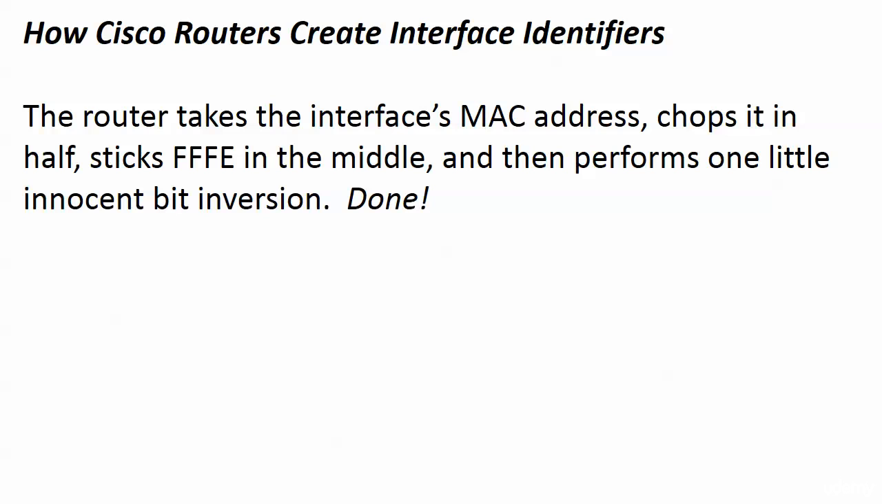We're taking a look here at how Cisco routers create interface identifiers and where we're getting the second half of our link local address from in a very simple process. The router takes the interface's MAC address, chops it in half, technical term, sticks FFFE in the middle, and then performs one little innocent bit inversion. Done!